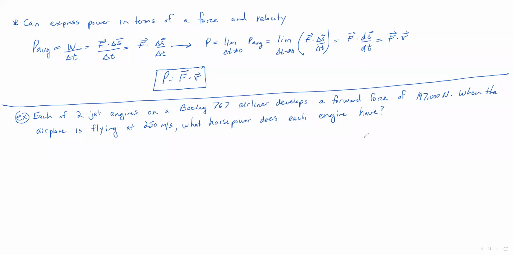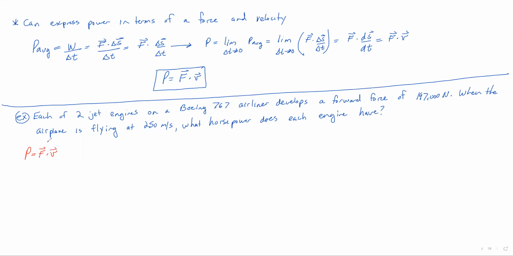So here's an example. Each of 2 jet engines on a Boeing 767 develops a forward force of 197,000 newtons. When the airplane's flying at 250 meters per second, what horsepower does each engine have? So clearly in this problem, we have force and we have velocity, so somehow we're going to use P as F dot V.